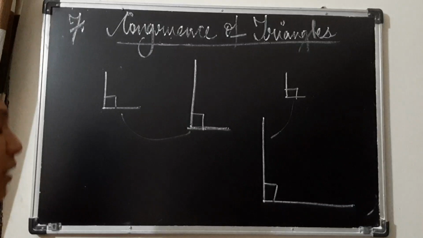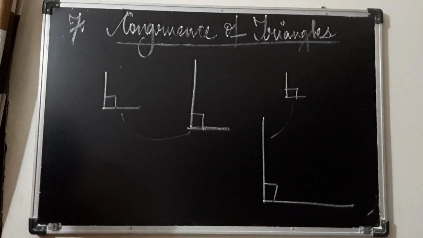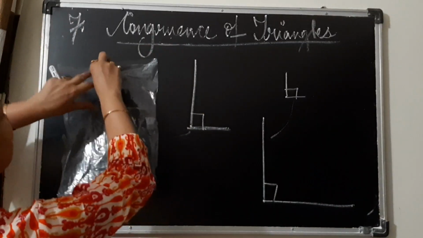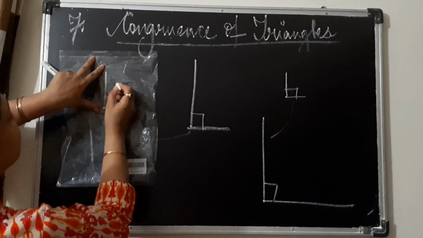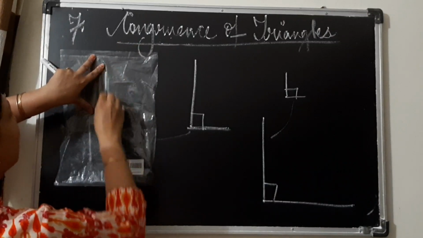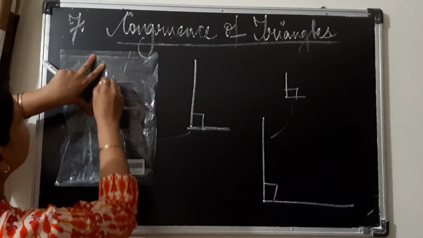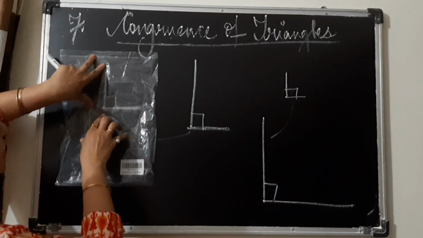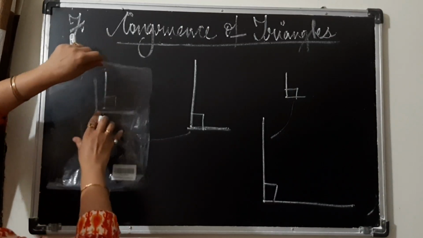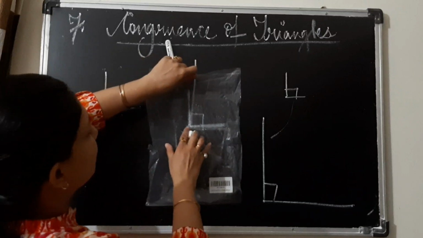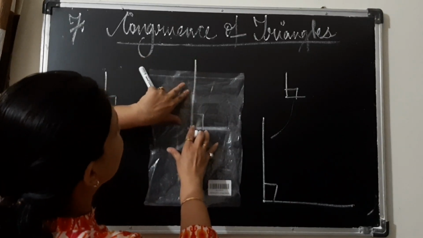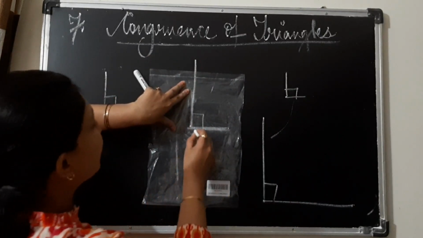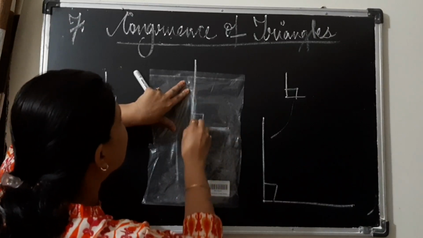Now what will we do? Again we will take the trace copy. I will take a trace copy of this angle, place it on this one and mark it. Now after marking the lines, place it over the other angle. What do you see? See, it is exactly over this.